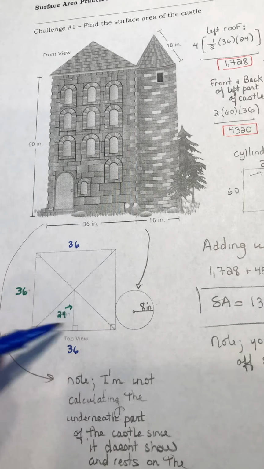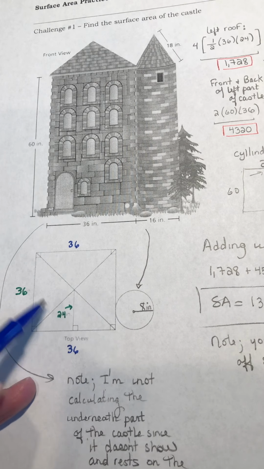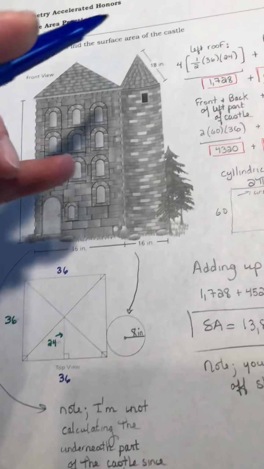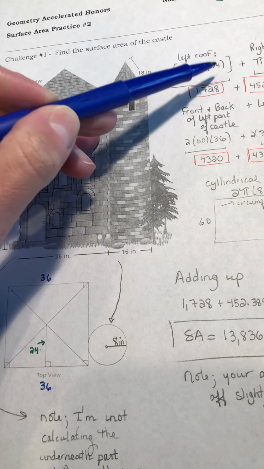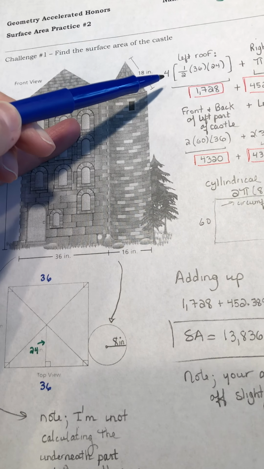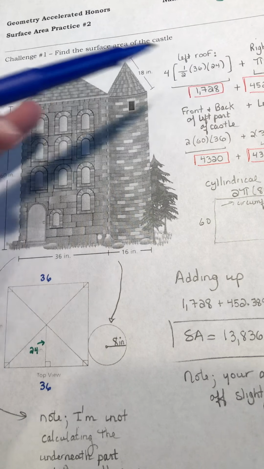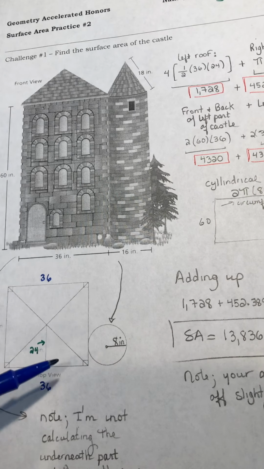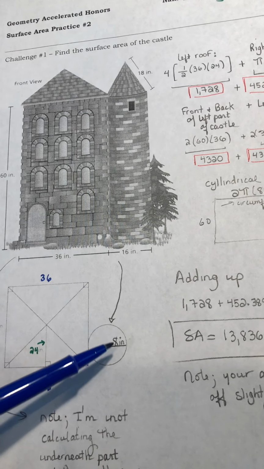So it looks like we have a square at the top. So 1/2 base times height, but there's 4 triangles. So for the left part of the roof, I have 1/2 base times height times those 4 triangles, and I get 1,728.